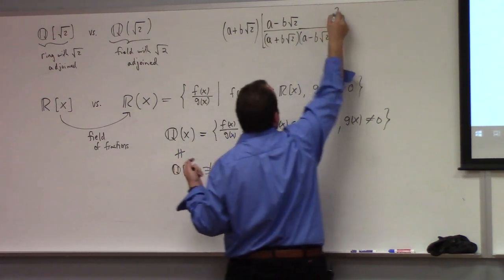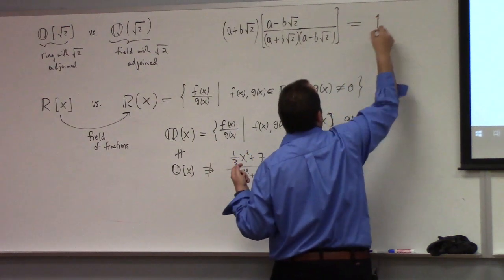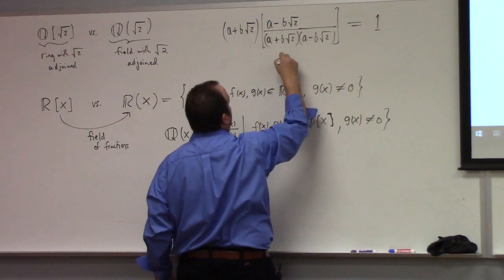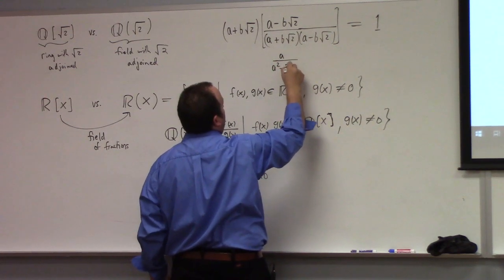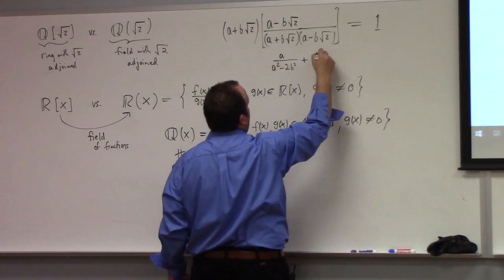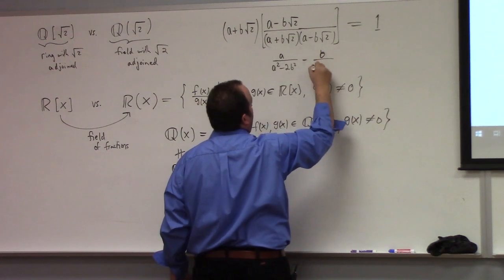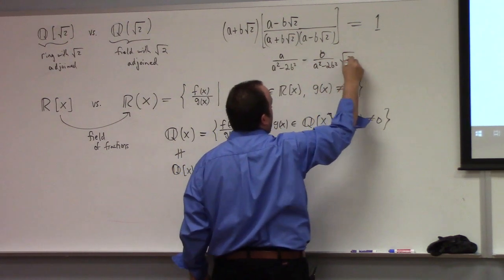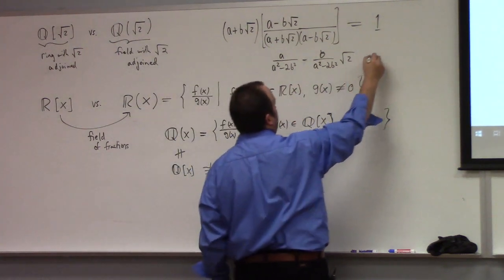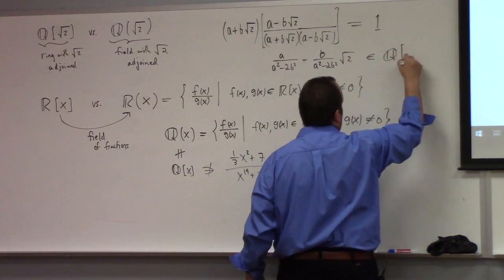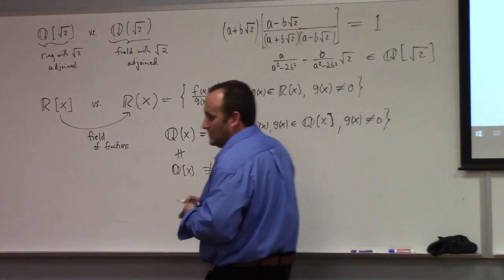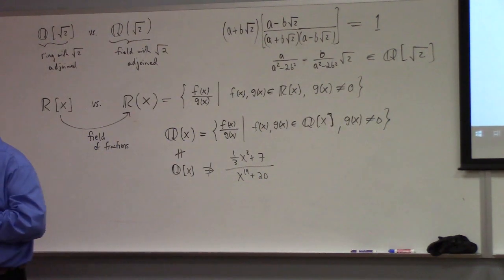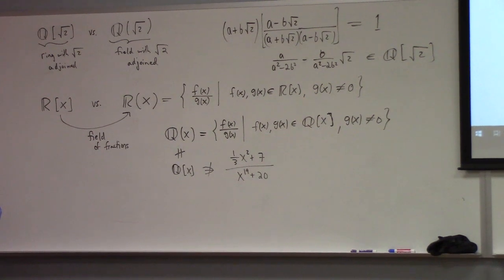So this equals 1. But this works out to a over a squared minus 2b squared plus, well, rather minus b over a squared minus 2b squared square root of 2, right? So this is an element of Q bracket square root of 2 because it's of that form. So that's the funny thing: when you adjoin the square root of 2 to the rationals, it's already a field. Okay, so when parentheses are involved, is it always a field of fractions?